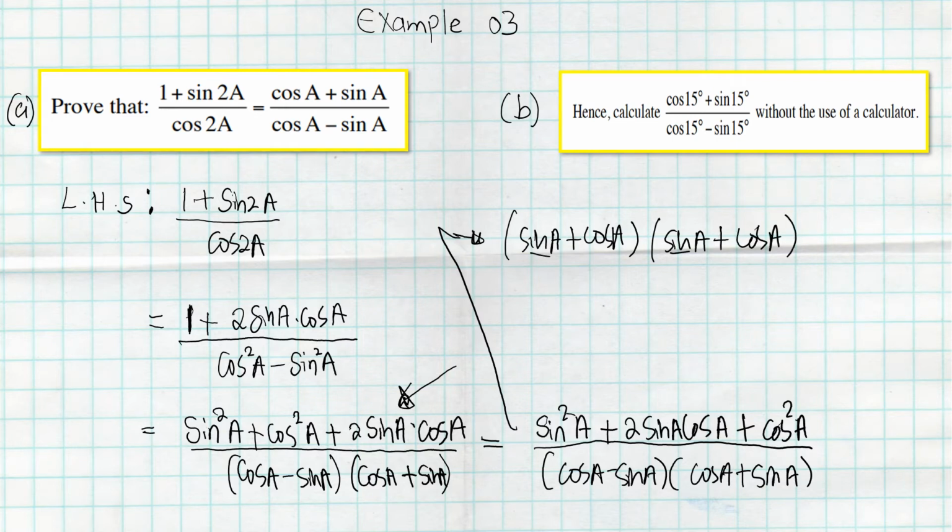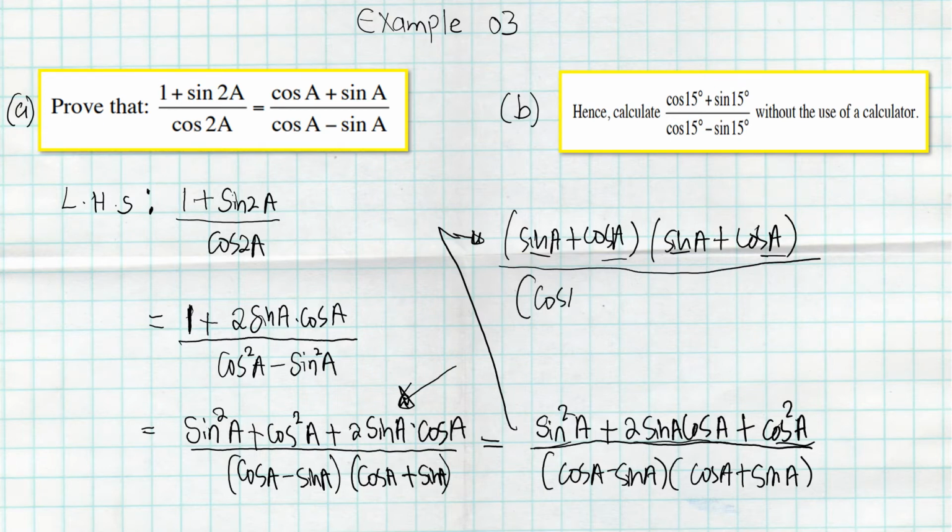Because I know sine and sine will be sine squared A, cos and cos will be cos squared A. Then to get my 2 sine A cos A is this and this. It will be 1 sine A cos A, and also this and this. It will be 1 plus sine A cos A. Then they will give me 2 sine A cos A. Can you see? Same as that expression that I just showed you.